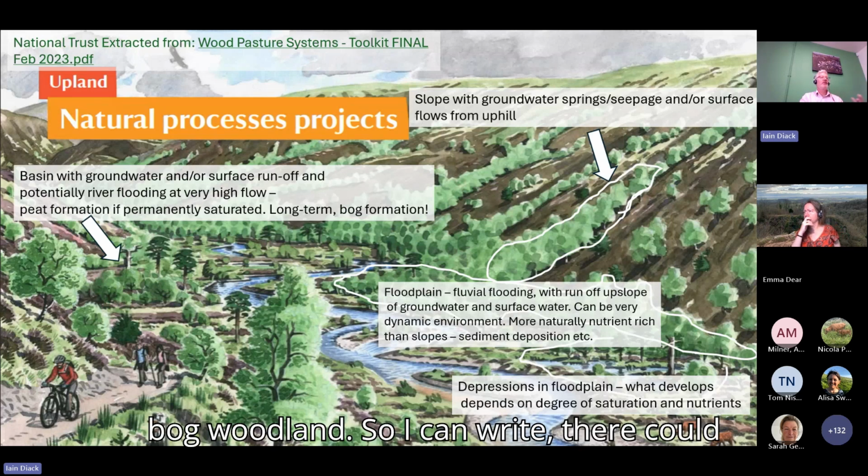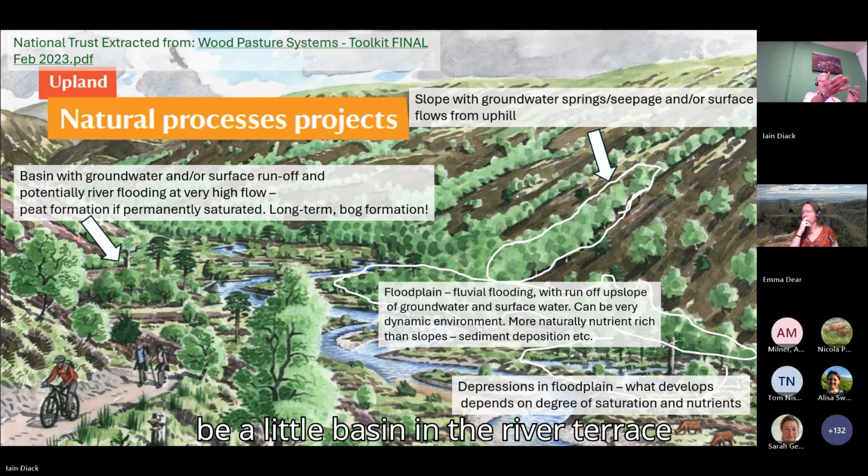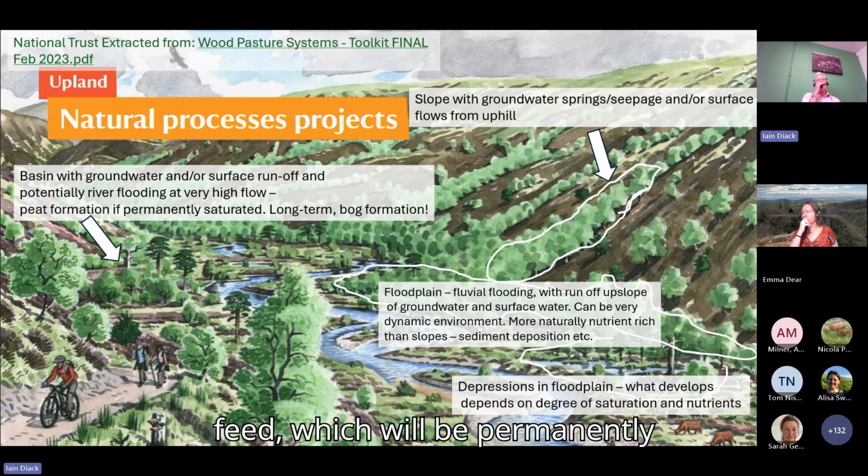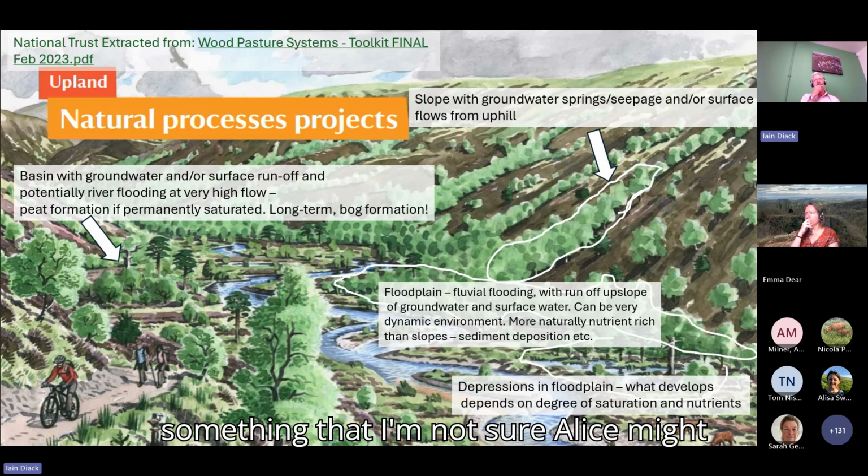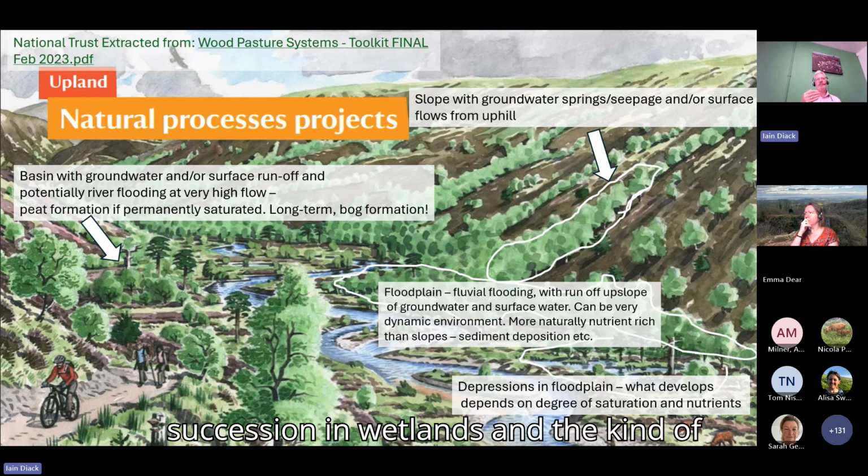So there could be a little basin in the river terrace here with a groundwater feed, which will be permanently saturated, so you get peat developing in that. And something that I'm not sure Alice might talk about, but is interesting, is looking at old references about succession in wetlands and where wet woodland sits within that.